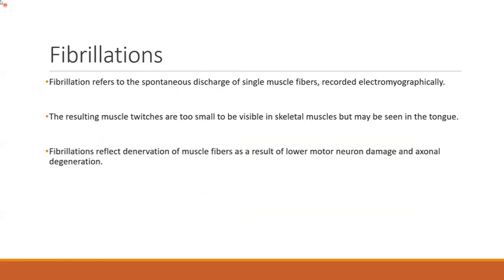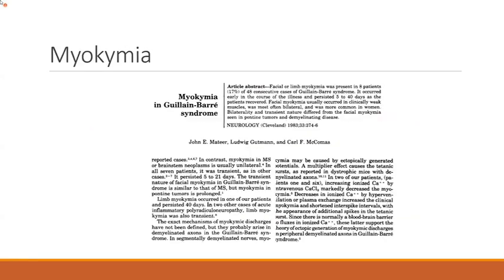Now, fibrillations are not visible to the naked eye, except in the tongue where you can see them. Otherwise, you have to do EMG to see these. Myokymia is present in demyelinating disorders of the CNS, but in the peripheral nervous system it is also seen in demyelinating neuropathies more than axonal neuropathies, particularly in Guillain-Barré syndrome in around 17 to 20% of patients.